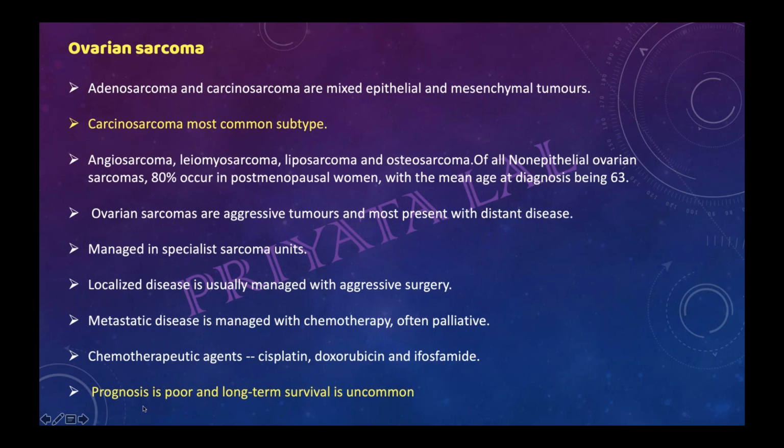Okay, the prognosis is very poor and long-term survival is uncommon. You have to remember this from here, though I'm not thinking that you will get any question from here. Carcinosarcoma is the most common and most aggressive. 80% are menopausal women, median age is 63. Treatment is done in sarcoma units. Long-term survival is uncommon, very poor prognosis. That much is enough about ovarian sarcoma.